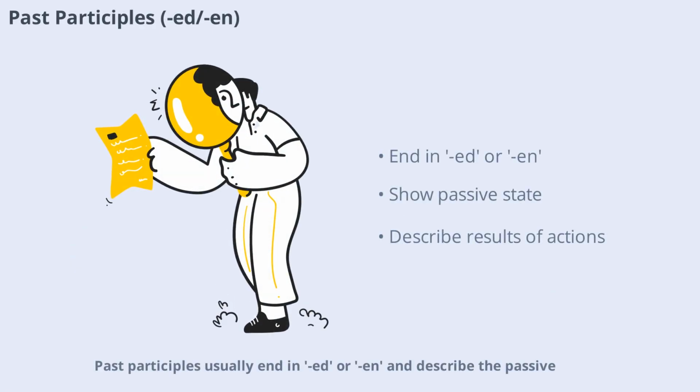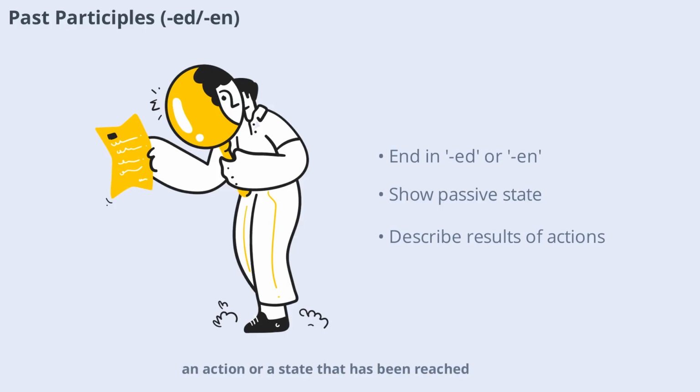Past participles usually end in ed or n and describe the passive state or feeling experienced by a noun as a result of an action. For example, in the broken vase, broken tells us about the vase's condition after something happened to it. Past participles are perfect for showing the result of an action or a state that has been reached.